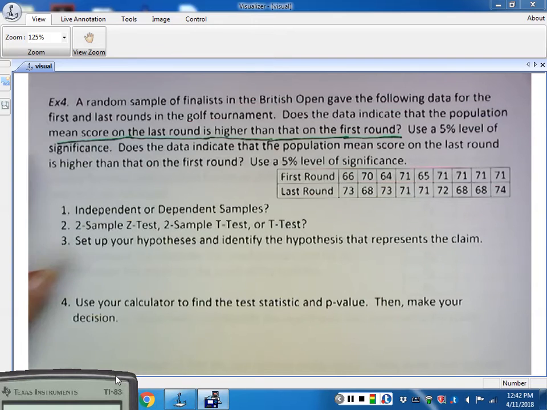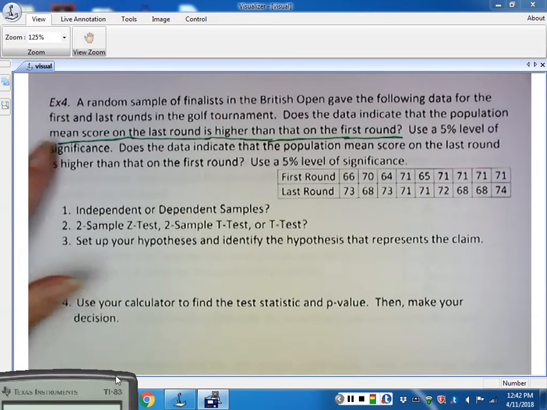So the question is, is the mean score on the last round higher than the first round? Anybody here play golf? I don't. I hate the game.